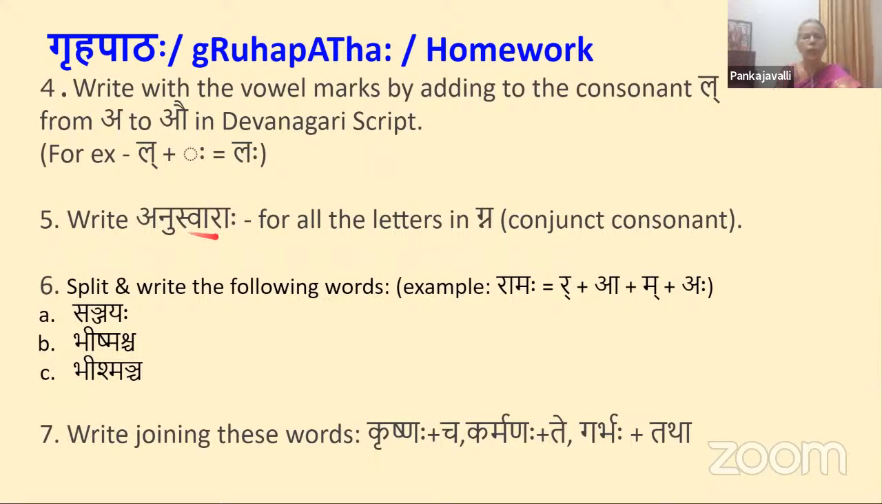Then write the anuswara for all the letters. Gna, gni, sorry, I said anuswara, so it must be gnam. Then gnam, ignam, nirvignam. You must write knam also. There are four of them; it is a panchama consonant, only igna is given, so you must have ik, ik, ig and ig, all four.